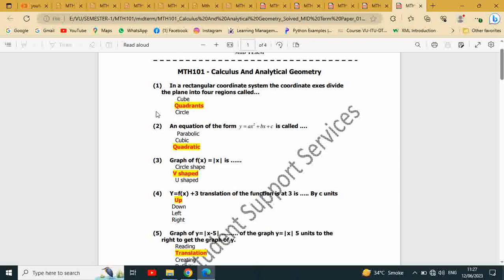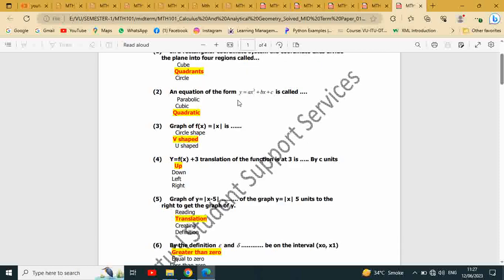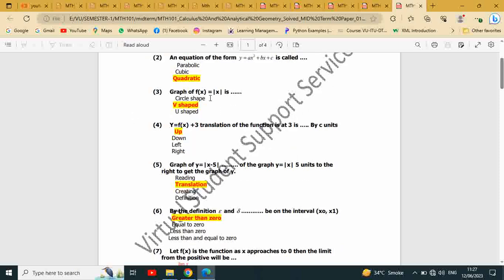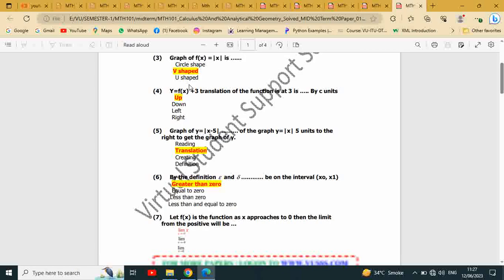Next, let's move to the last paper. In a rectangular coordinate system, the coordinate axes divide the plane into 4 regions called quadrants. An equation of the form y is equal to ax square plus bx is called a quadratic equation. The graph of f(x) is equal to |x| is V-shaped.